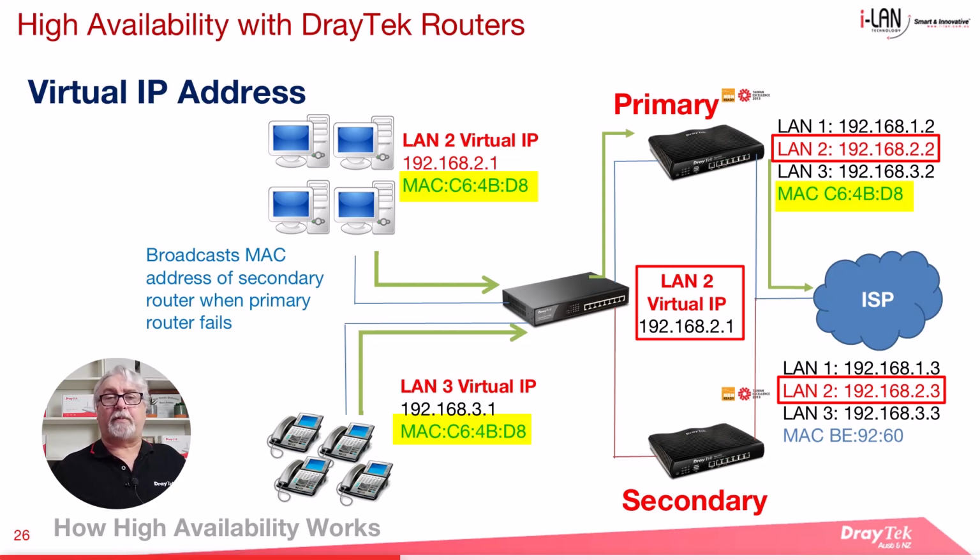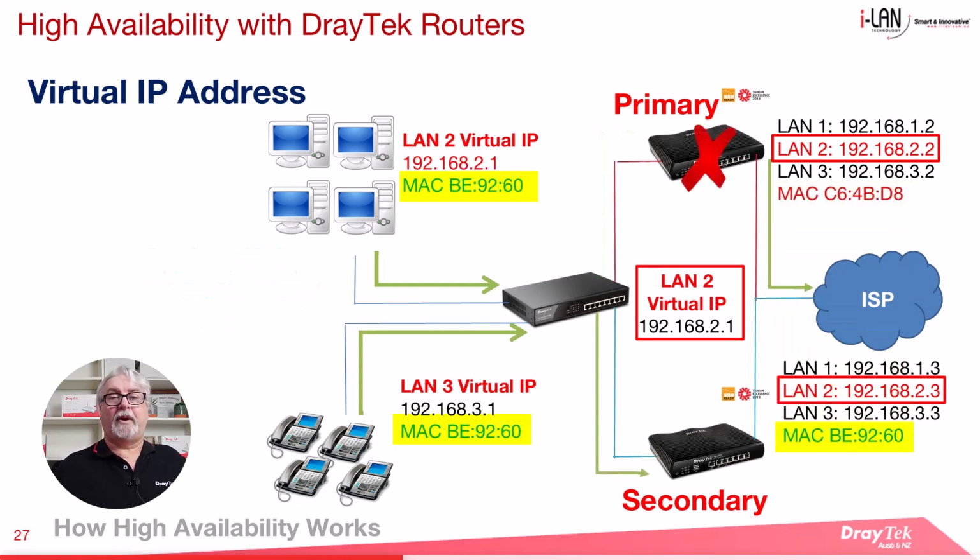Let's see what happens if the primary router goes down. When the primary router goes offline and the secondary router takes over, all traffic is routed to the secondary router. The virtual IP address remains the same, but its MAC address is updated to match the MAC address of the secondary router, which in this case is BE9260.